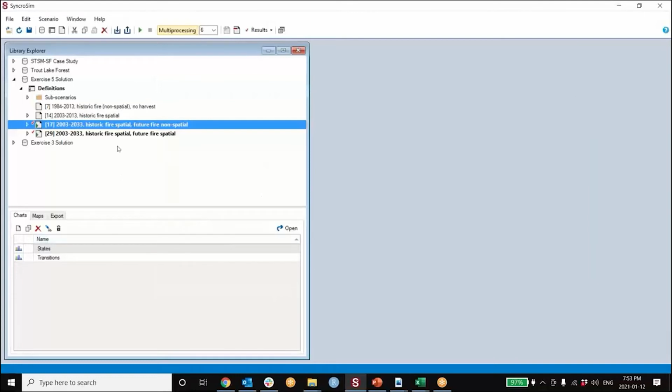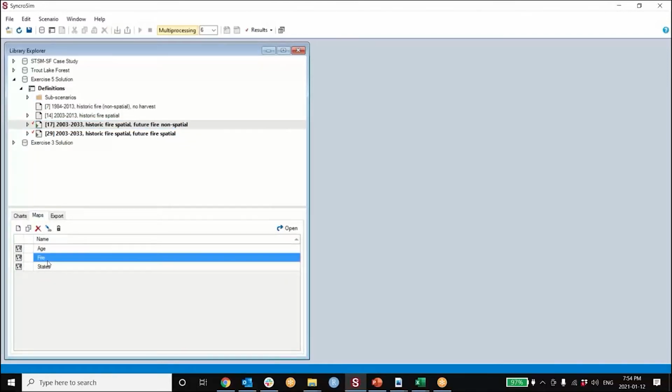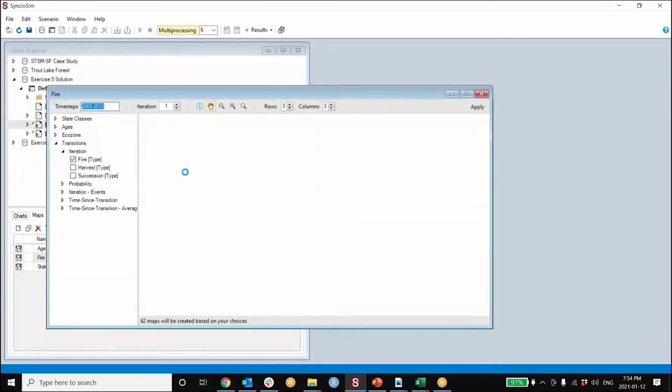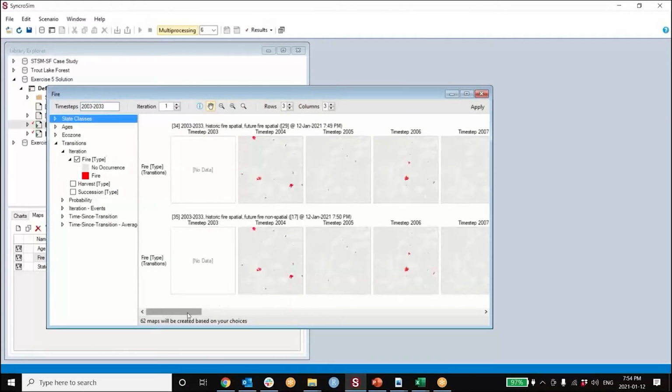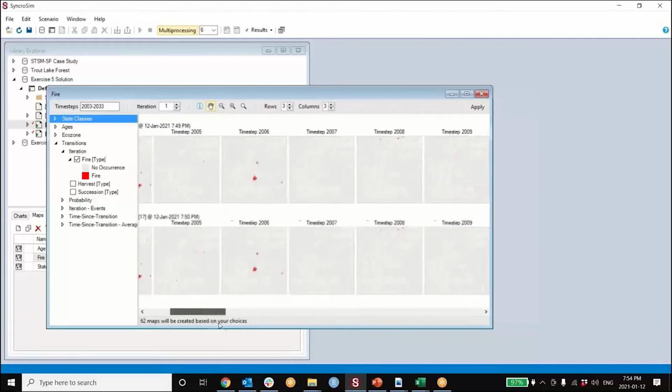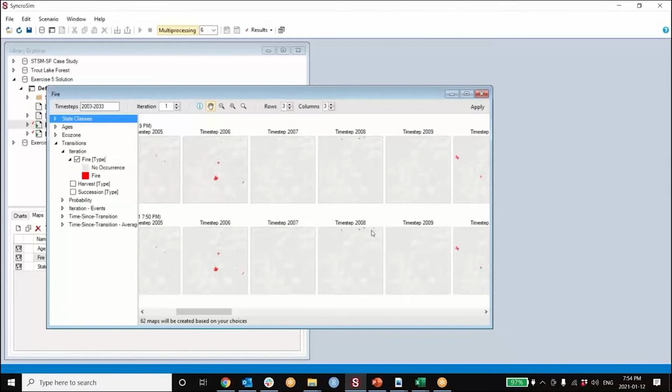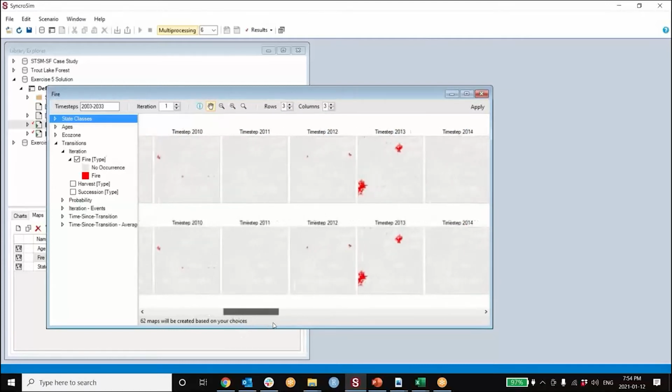And so we ran those 2 simulations, one with the future fire being non-spatial and then spatial. So if we look over at the resulting maps for fire over the whole period, both historical and future, you should have seen something like this. The top scenario is the spatial one into the future. The bottom one is the non-spatial. Both are replicating the historical pattern of fire over the historical period using the multipliers.